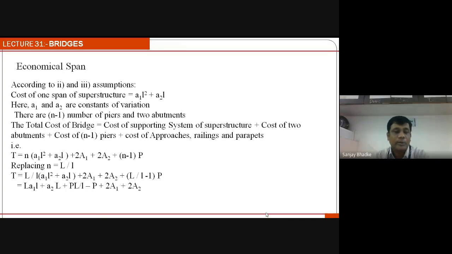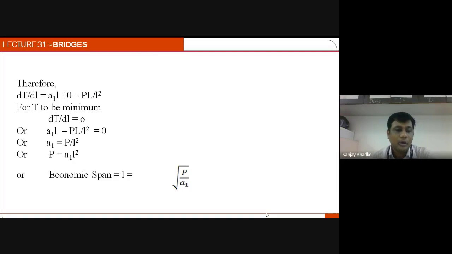If you want to calculate the economical span of the bridge, we should have some constant variation like A1 and A2. So you are using this formula: economical span is equal to P by under root of P by A1. By using this formula, you can calculate the economical span of the bridge, and this span is denoted by L.